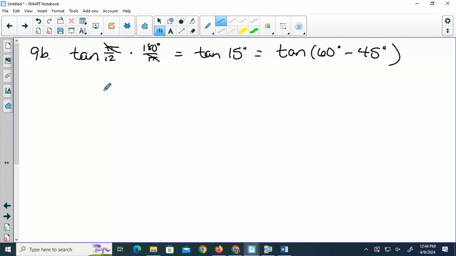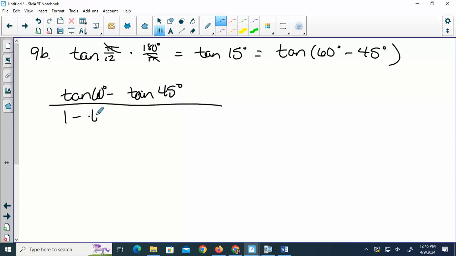So, go to your flip chart. Everybody get that out. We have a difference, so we're looking for the tangent difference formula. And it says tangent of A minus tangent of B. So my A here is my 60. My B is my 45, over 1 minus tangent of the first times tangent of the second. I thought that was 1 plus because it was minus. Oops, yes. Thank you. Okay.